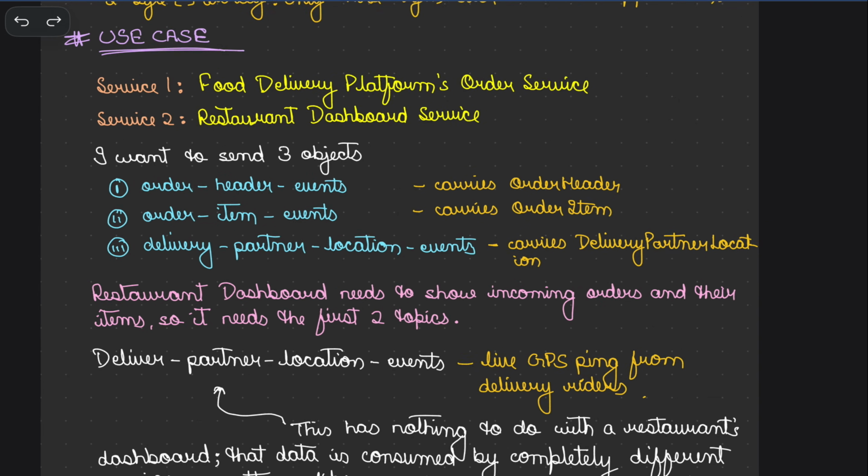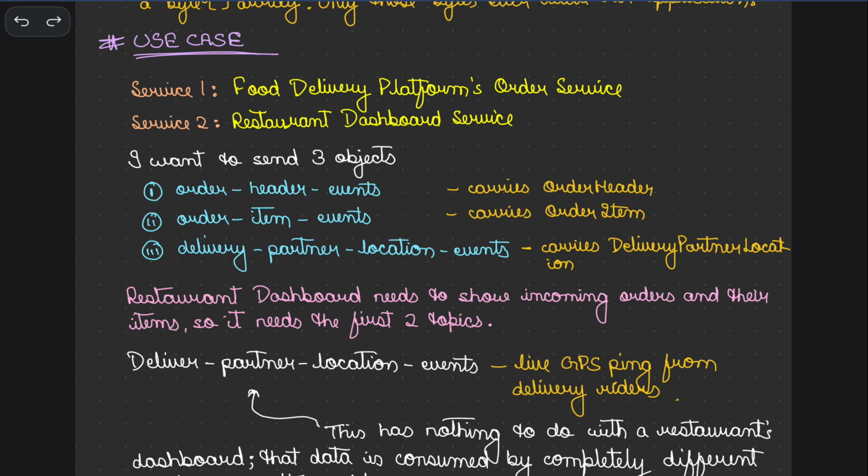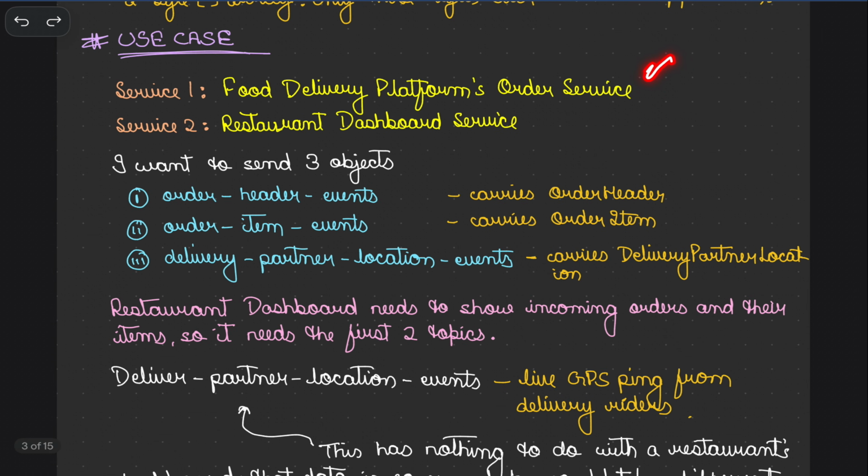Now let's take a simple use case to explain how the message flow happens. Let's say we have two services, service 1 and service 2. For service 1, we have the food delivery platform's order service. For service 2, we have the restaurant dashboard service. Let's take a very genuine example, like what a normal person can think of: this is my problem, this is what I want to solve, how can I solve it using Kafka?